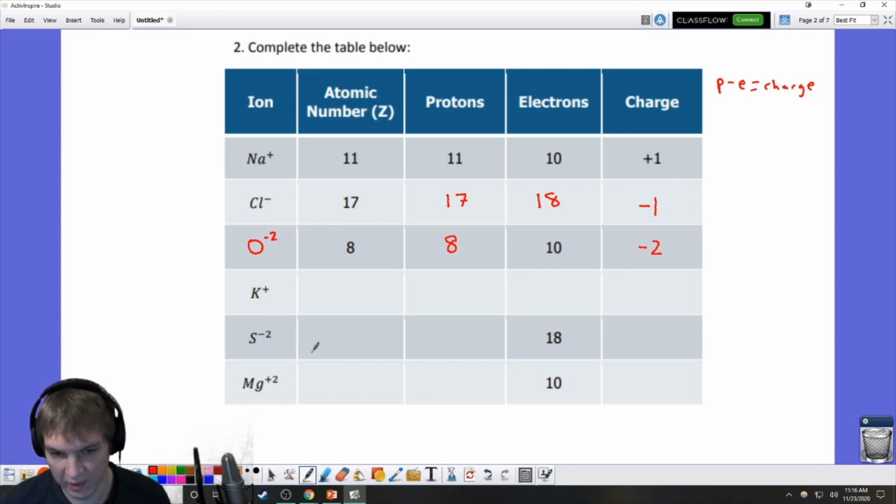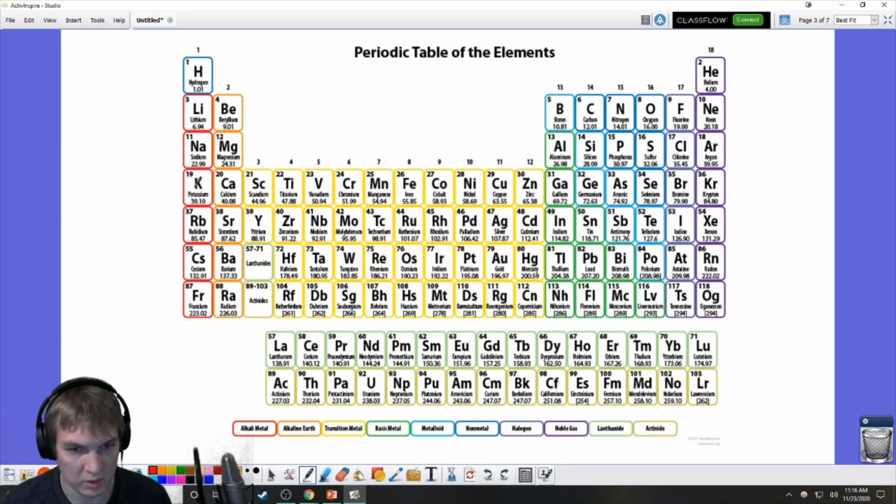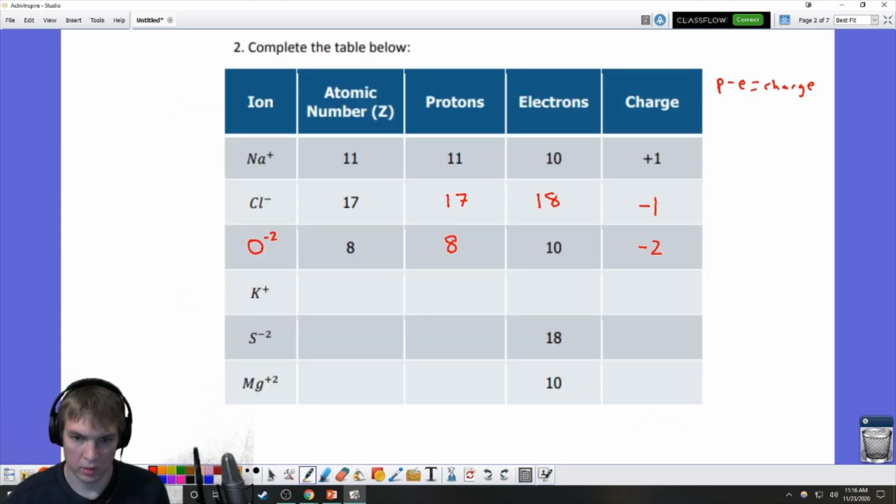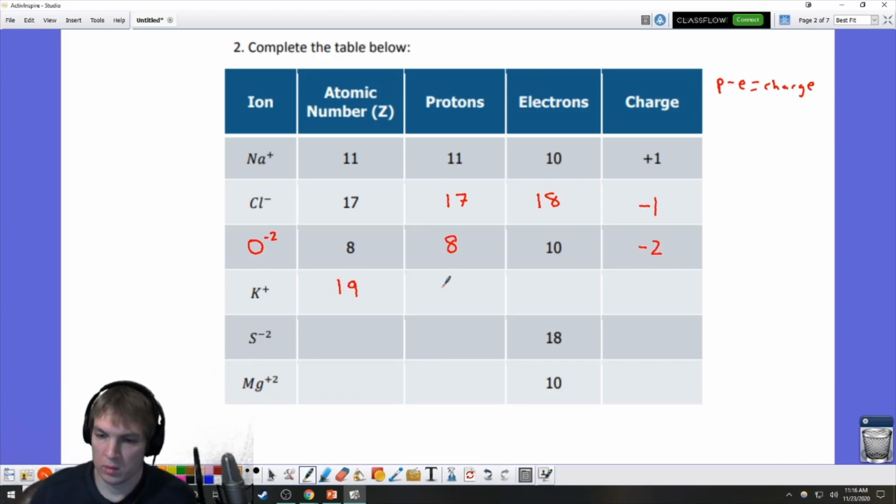All right, the next one we have potassium. So let's take a look at the periodic table, find out what number potassium is. It's right here. It's number 19. So the atomic number is 19. So the number of protons is going to be 19. And potassium has a +1 charge. I know this because if I take a look at the symbol right here, it has a plus sign right there. And there's no number next to it, so that just means 1. So +1. And so I want to find out what number protons minus electrons gives me +1. That number is going to be 18.